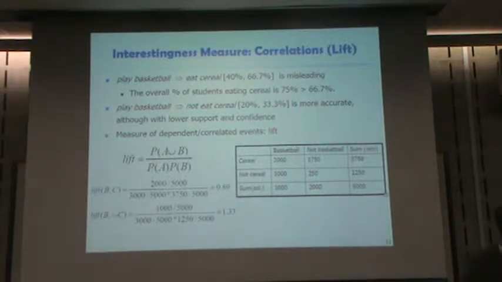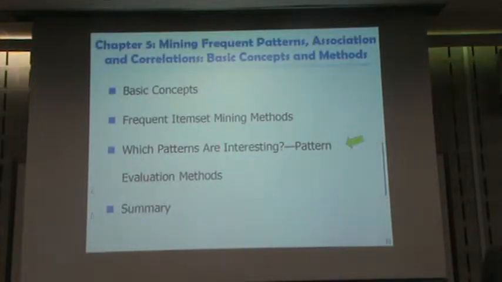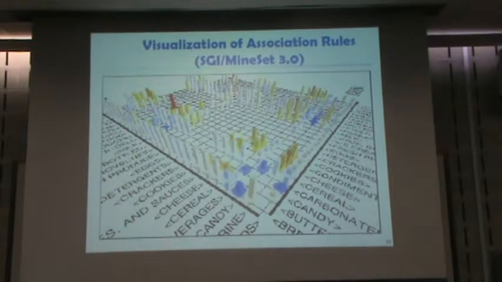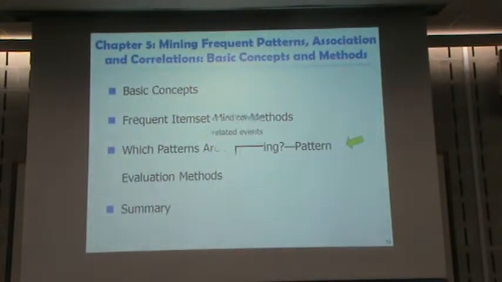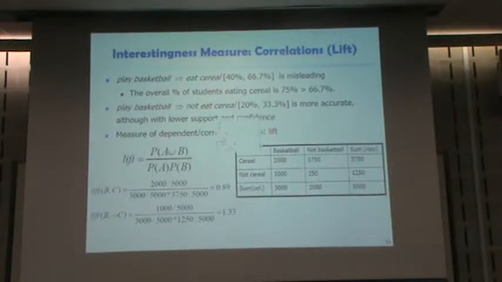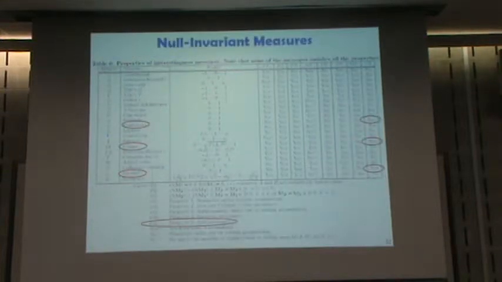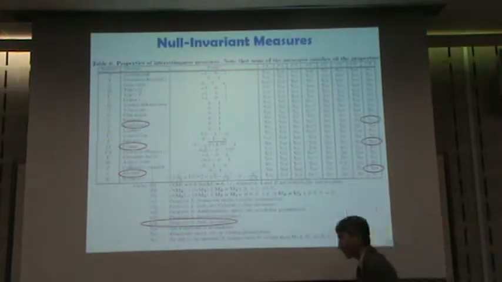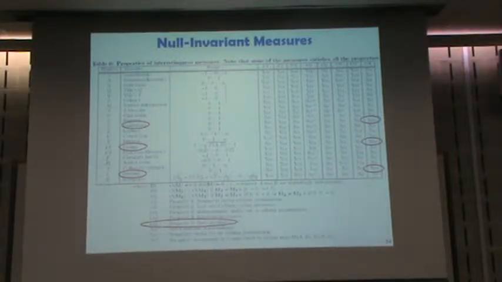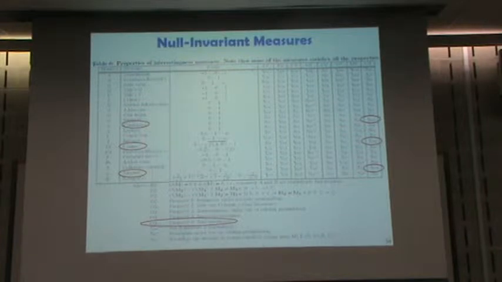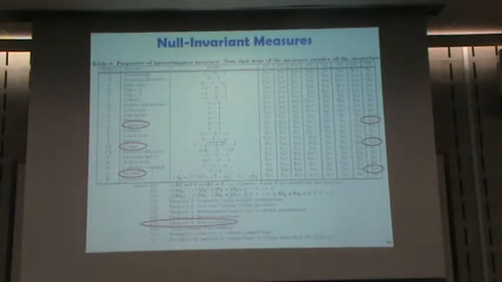I'm going to quickly explain this part, the pattern evaluation. Once we get the frequent patterns, how do we evaluate them? There are many evaluation metrics to decide whether two items are associated. At that time, we can use many algorithms.